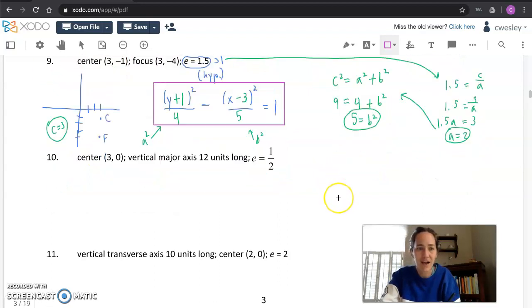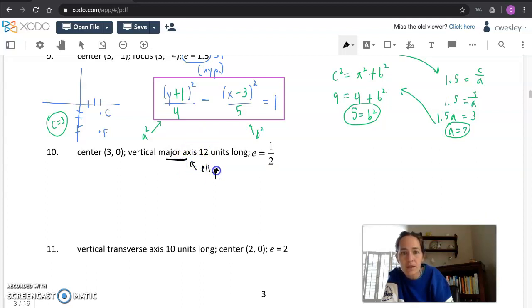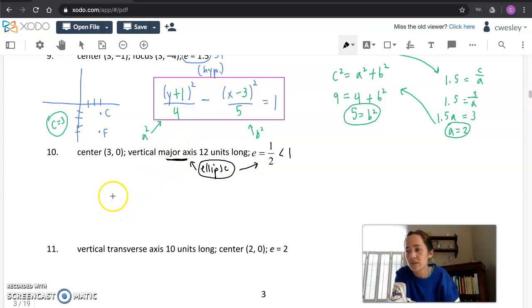All right. Looking at 10. Center at 3, 0. Vertical major axis is 12 units long. I can stop dead in my tracks there. If I say major axis, there's only one real conic that has to do with a major axis, and that's an ellipse. The fact that they give us the eccentricity here is essential to the problem, but in terms of classifying and saying, oh, that's less than 1, I know it's an ellipse, it's just icing on the cake. Even just me using that vocabulary indicates that this should be an ellipse.